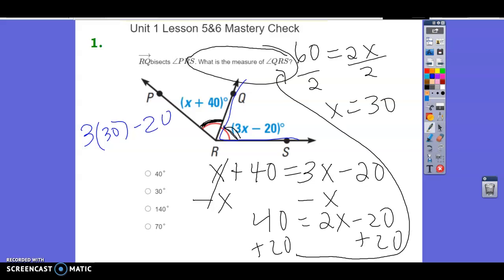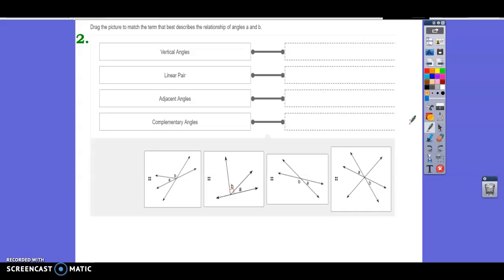You have to make sure you answer the question that they are asking. This is a really important skill I need you guys to get. So 3 times 30 is 90, minus 20. The measure of that angle is 70 degrees. Make sure you're answering the question that they are asking.